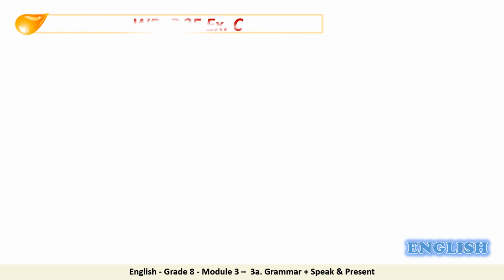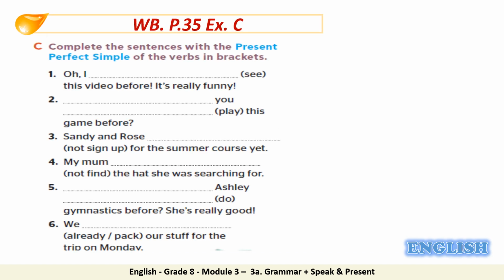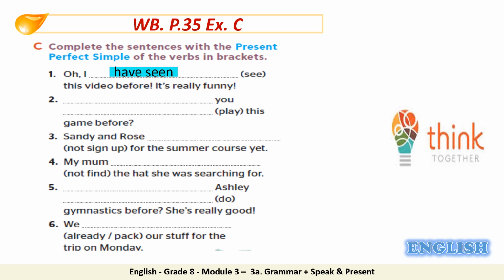Now open your workbook, page 35, exercise C. Here you should complete the sentences with the present perfect simple of the verbs in brackets. Please pause the video until you're done and get back soon. Alright, 1. Oh, I see this video before. It's really funny. Excellent, of course I have seen. 2. You played this game before? Right, have you played?